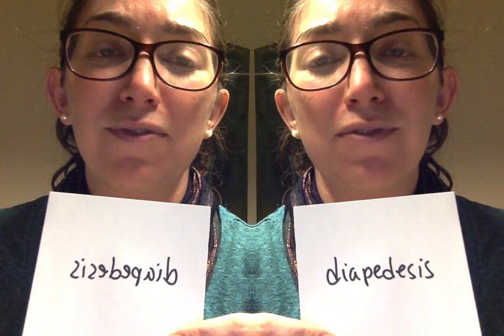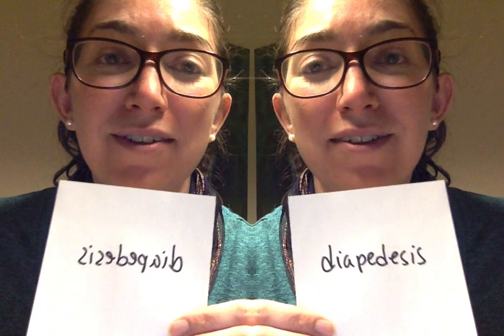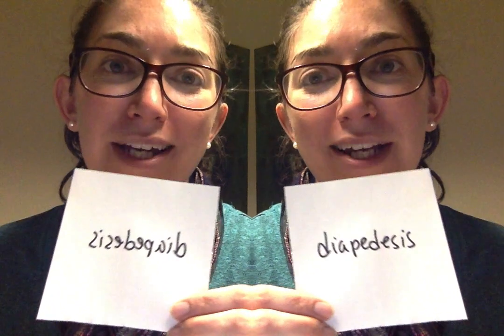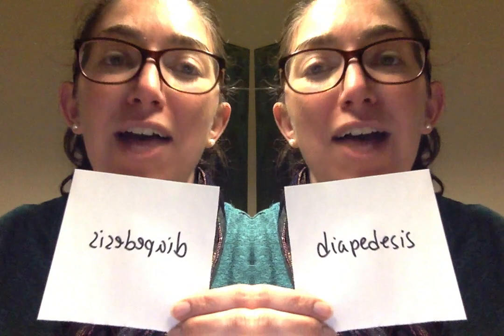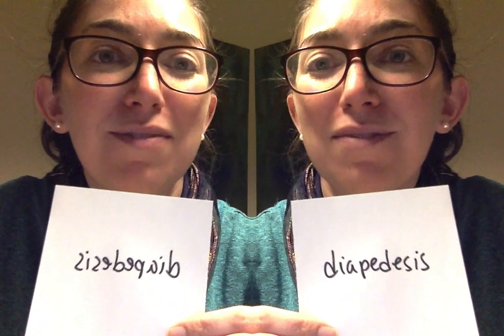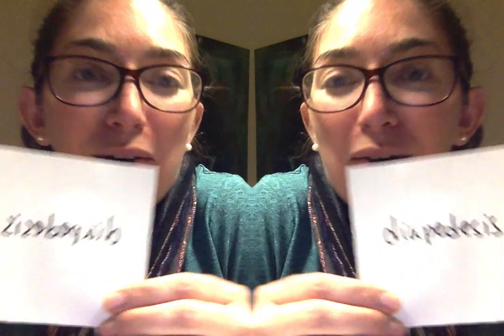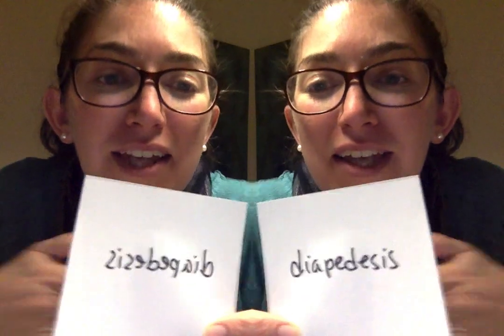Diapedesis is a big word. It just refers to how white blood cells go from the blood into a tissue. When they're traveling through the blood and reach the tissue that's infected, they have to squeeze out through capillary pores. They literally squeeze.